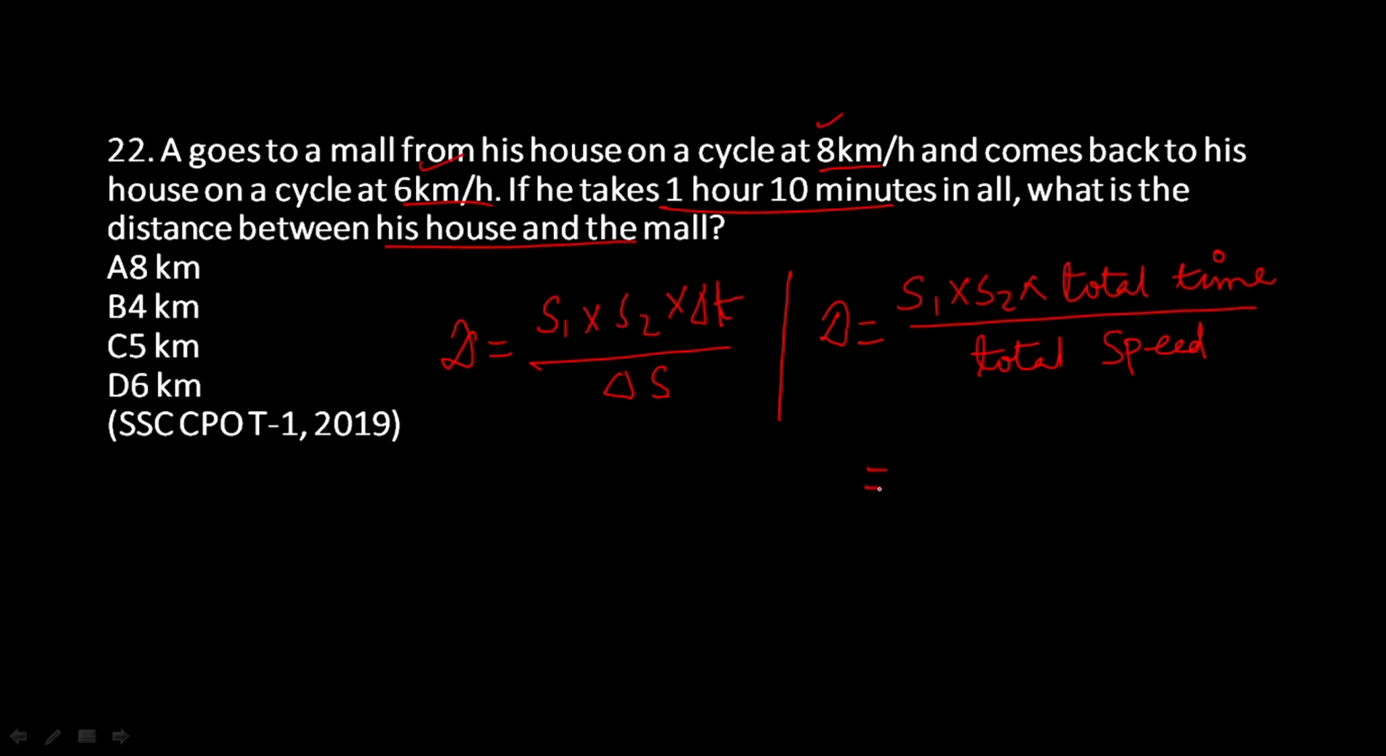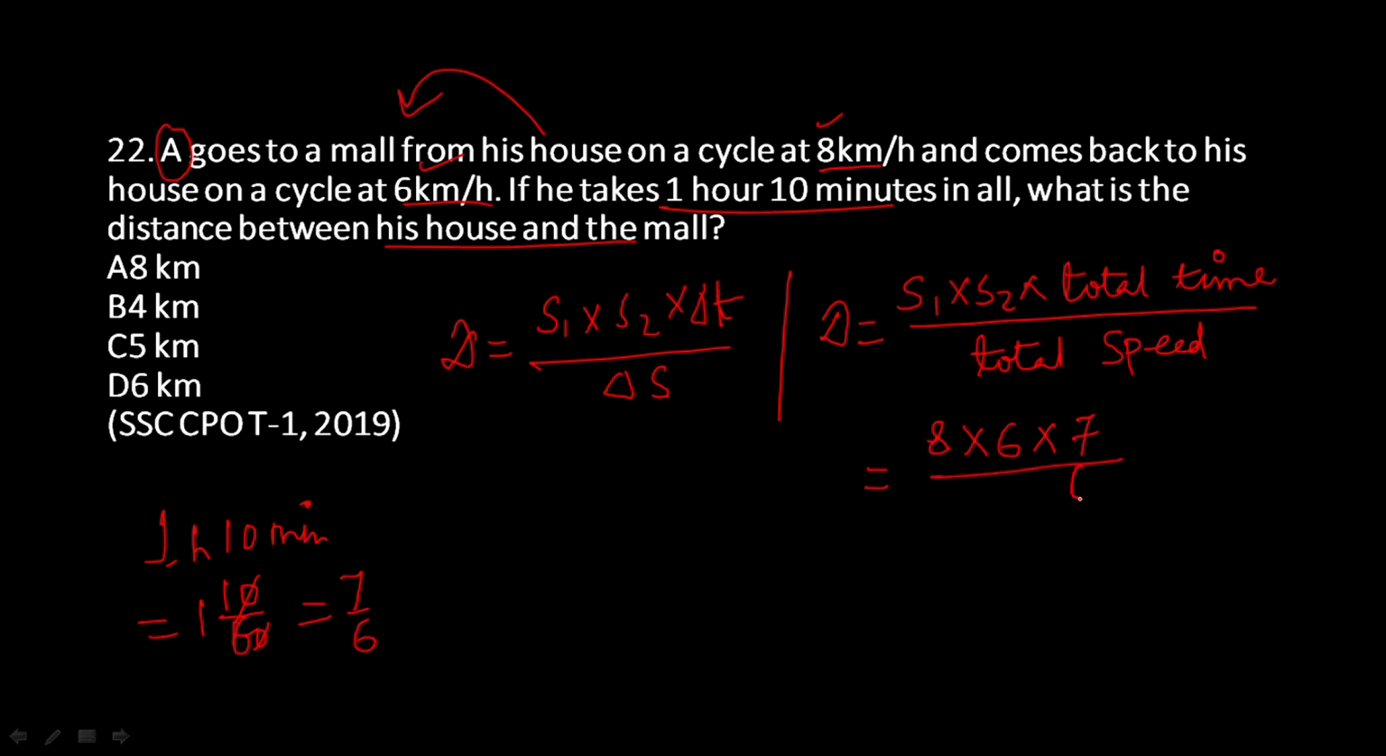Here A is a person going from his house to the mall and coming back to the house. So the distance is not changing. Here speed 1 and speed 2 are 8 km per hour and 6 km per hour. What is the total time? 1 hour 10 minutes. 1 hour 10 minutes means 1 and 10 by 60. So it's 7 by 6, right? So there will be 7 and 6 in the denominator.